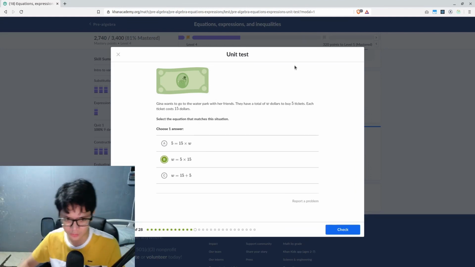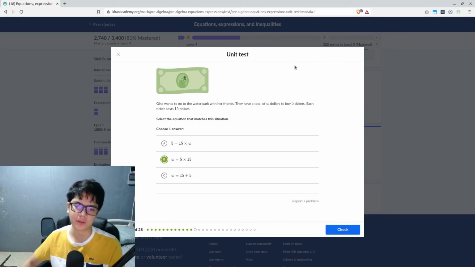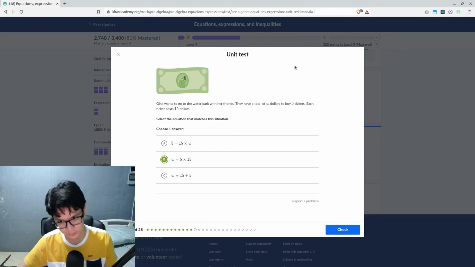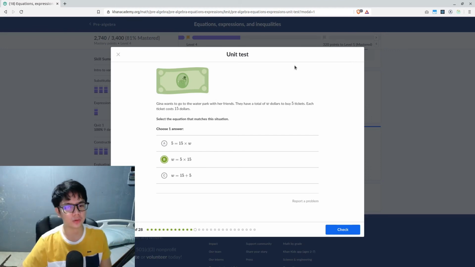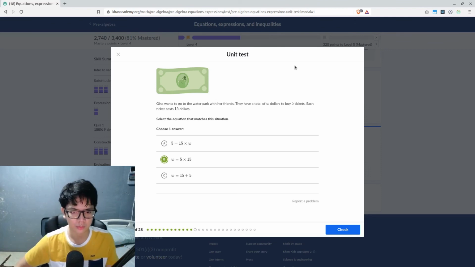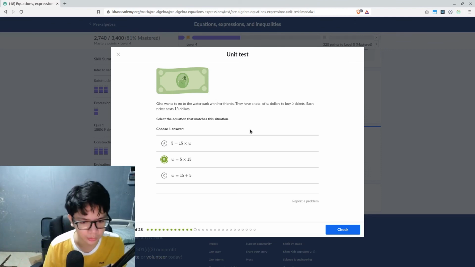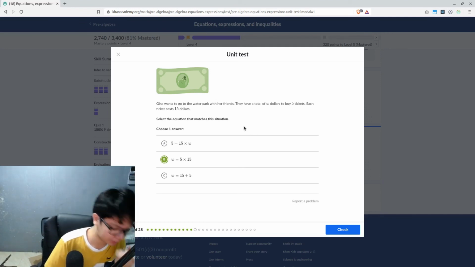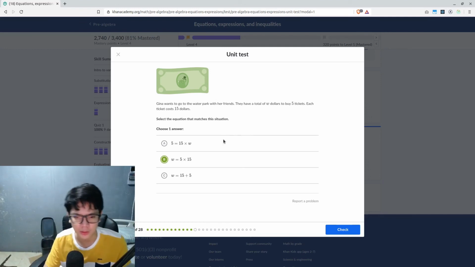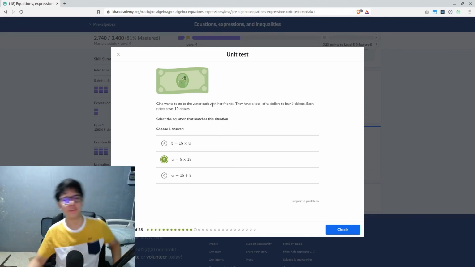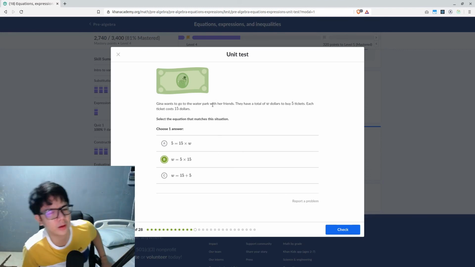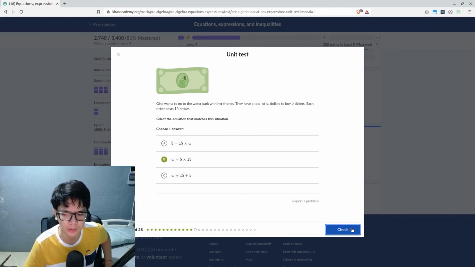Let's see this again. You want to go to the water park with your friends. You have a total of dollars to buy 5 tickets. Each ticket costs $15. 60 is the total number of dollars too. Oh my god, I could be wrong. What's this? 5 is the number of tickets. 15 times the number of. No, that doesn't make sense. It should be B.